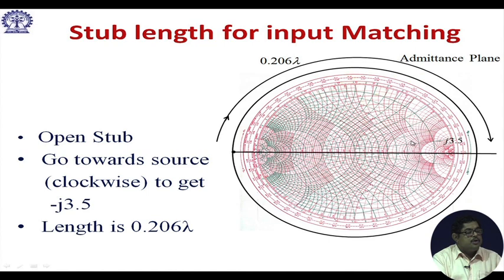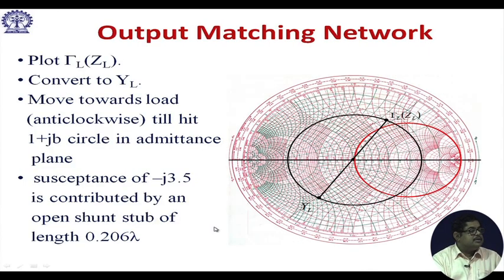That we will do. Here we have taken an open stub. For open, in the admittance scale, this is my open circuit. So, I need to go, you see this is my minus j 3.5. If I take this, it is 0.206 lambda. So, the length is 0.206 lambda. From there, now we do the output matching network.